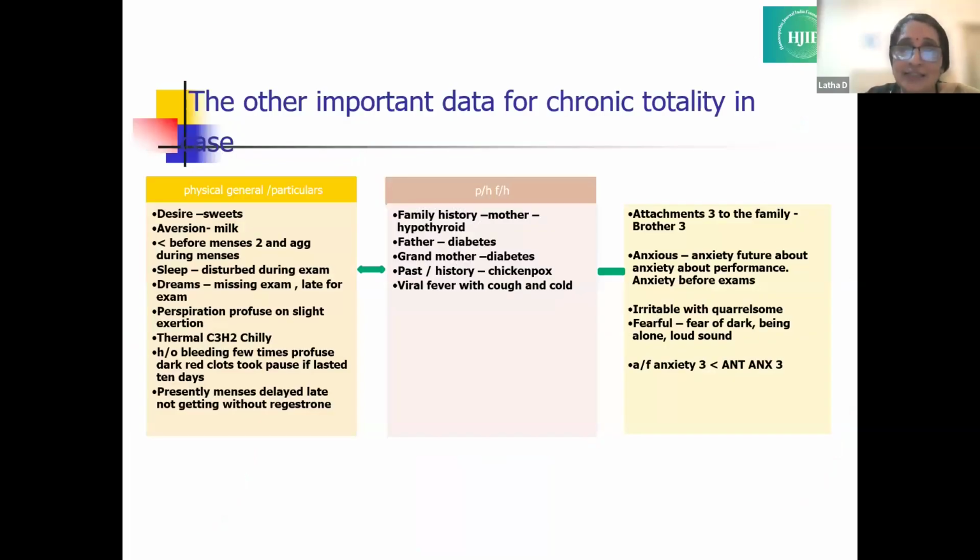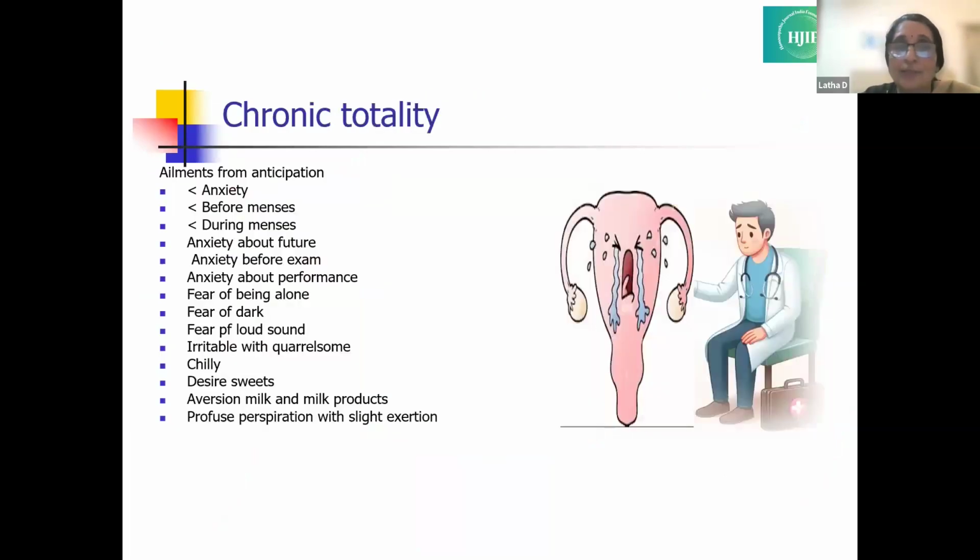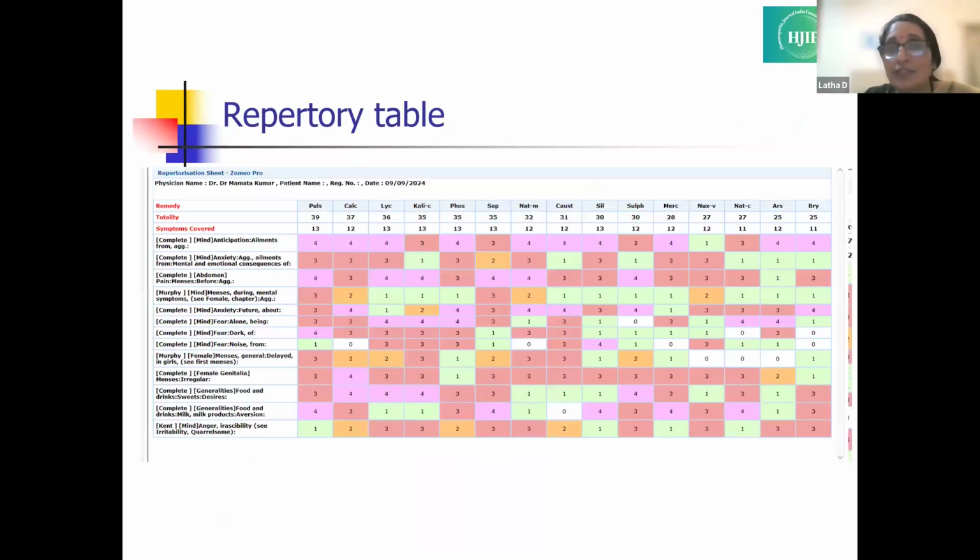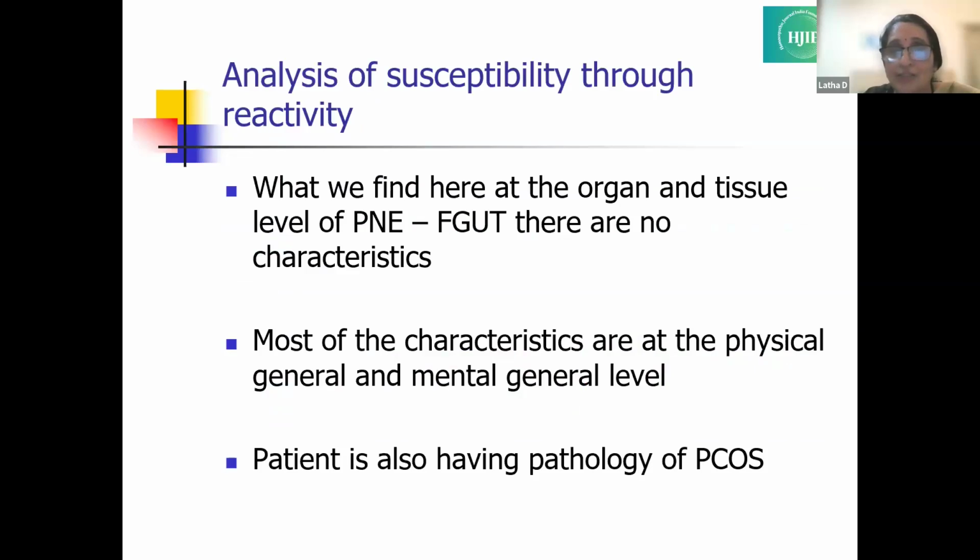So these are the physicals that we have: aggravations before menses, dreams of missing exams at night. Can you see here, there is a very qualified mental state that is evolving of a heightened anxiety. There is a personality also which is anticipatory, anxious, attached and irritable, and ailments from anxiety about performance. So when you repertorize this case, these were the remedies that came up. Kalika was chosen as the deep acting constitution.